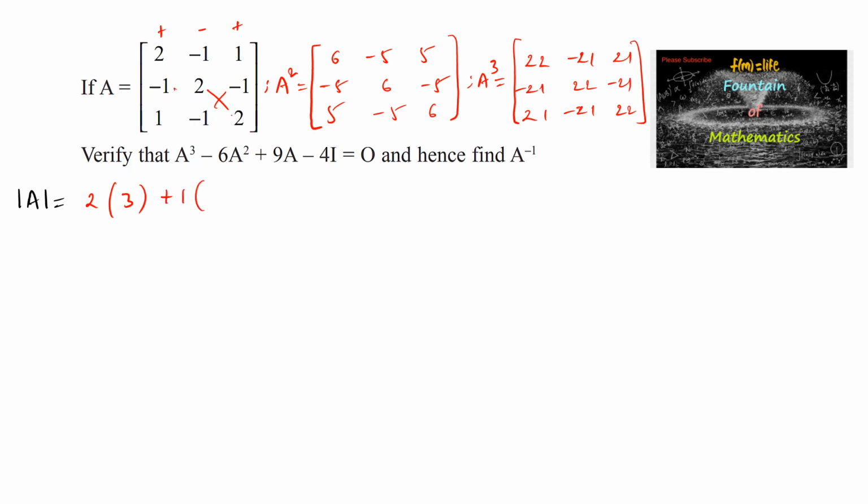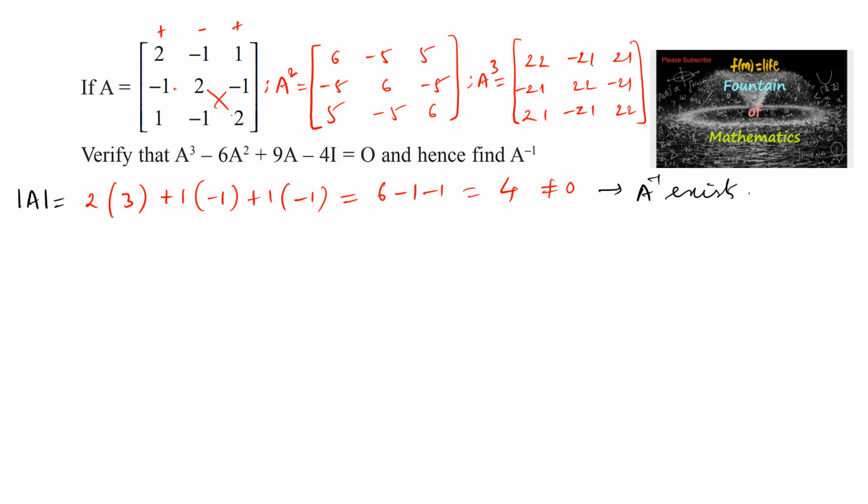1 into 2 is 2, minus 2 plus 1, that's negative 1, plus 1 times of 1 minus 2 is negative 1. So which is equal to 6 minus 1 minus 1, that is 6 minus 1, 5, 5 minus 1 is 4. So delta is not equal to 0. So we can conclude that A inverse exists.